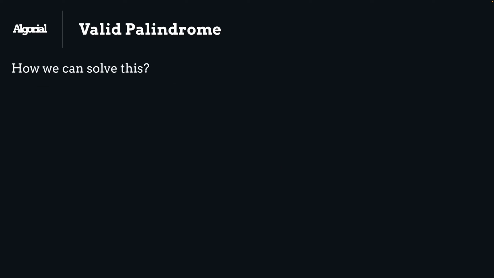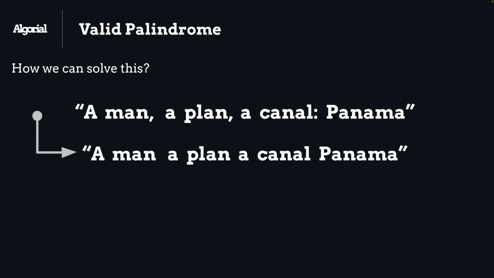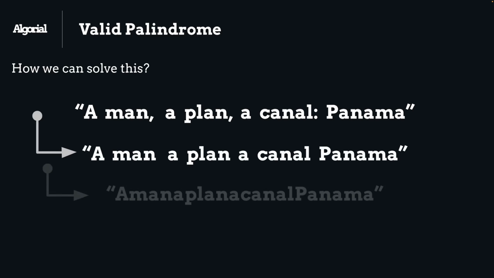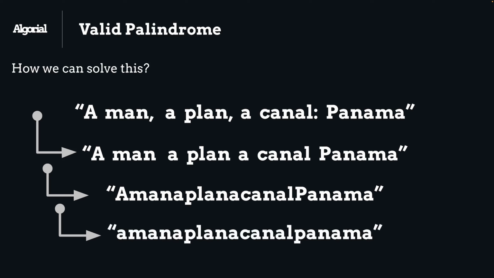So how can we solve this problem? If we take our first example, and as we understood from the examples, we might need to remove any special characters first, then spaces, and we will end up with something like this. But in order to unify this more, we will do one more hidden step that we saw in the examples. We will lowercase them all. This is going to be our final string that we are going to check.